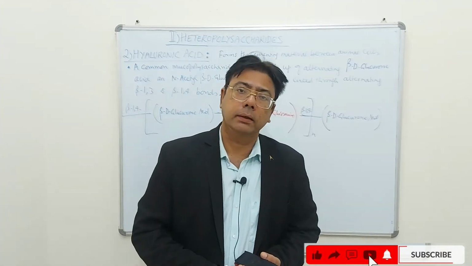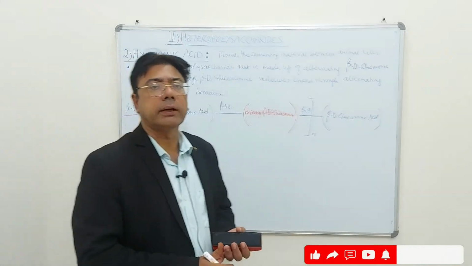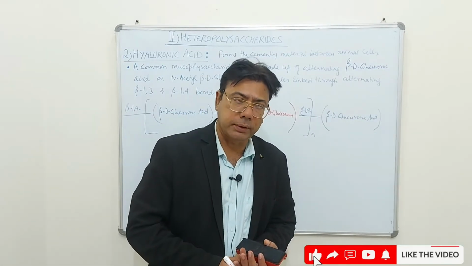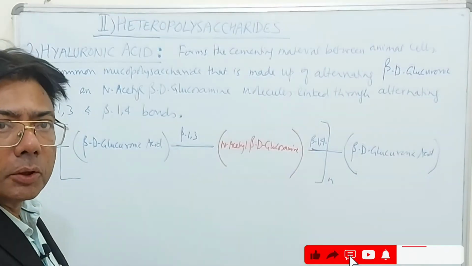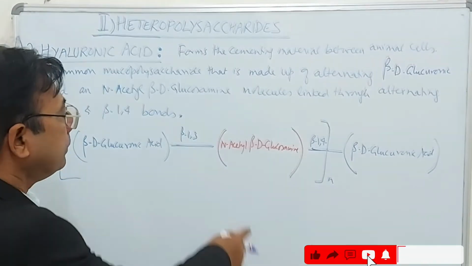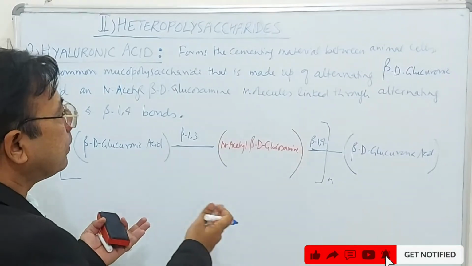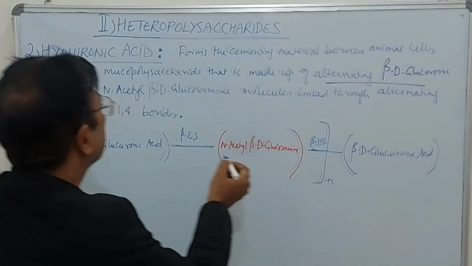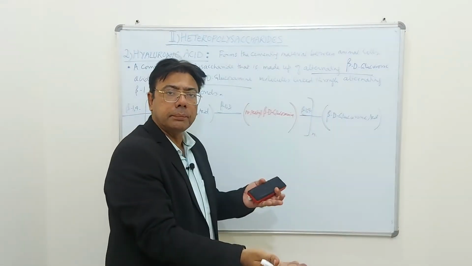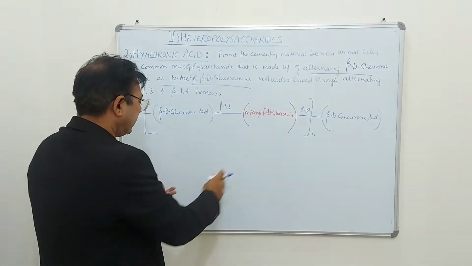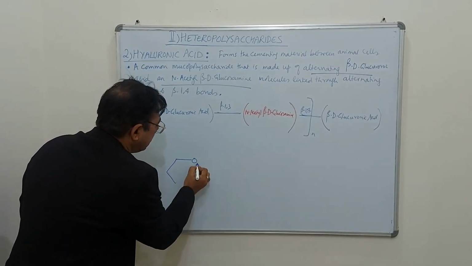The second heteropolysaccharide that I am going to describe is hyaluronic acid, which is quite important from the physiological point of view. This compound is in fact a mucopolysaccharide because it contains a nitrogenous sugar in the form of N-acetyl beta-D-glucosamine, and again it is made up of alternating beta-glucuronic acid and beta-NAG molecules joined through alternating beta-1,3 and beta-1,4 bonds. And how will you make this structure? This is again quite easy, and I am going to demonstrate this here.